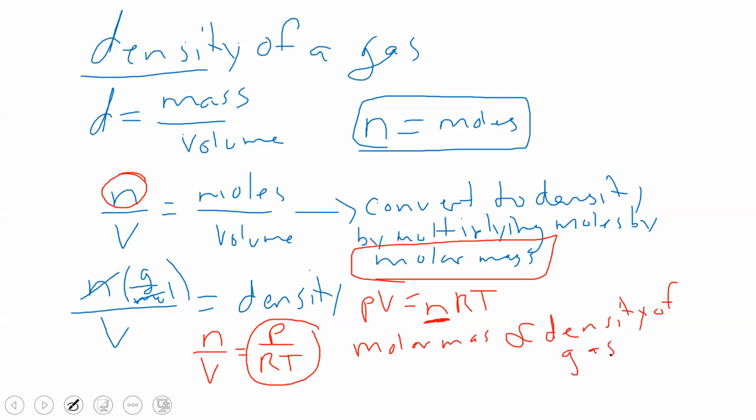Okay, and that's just something I wanted to point out. It's actually a fairly straightforward concept. If you have something that's heavier, assuming you have the same number of particles in it, which is your N, the thing that's heavier is going to be more dense. Okay.